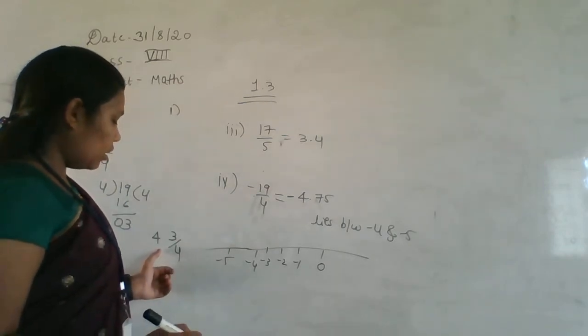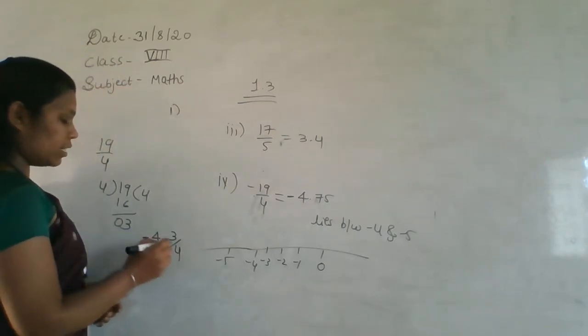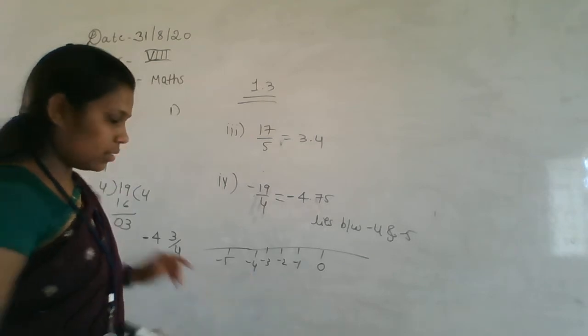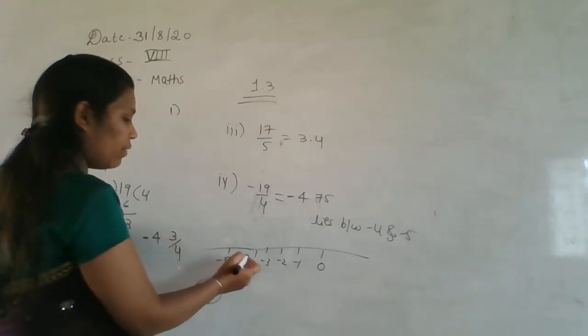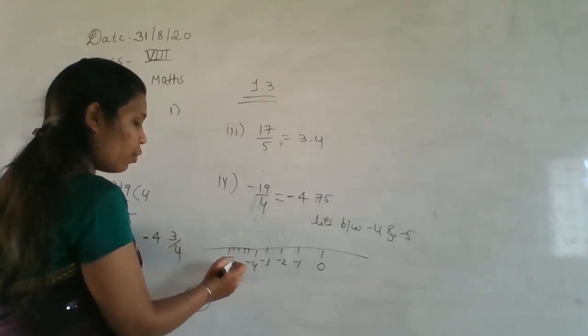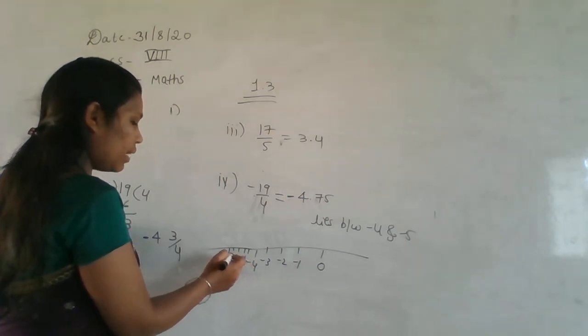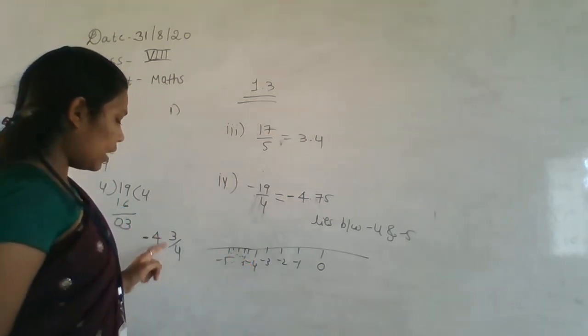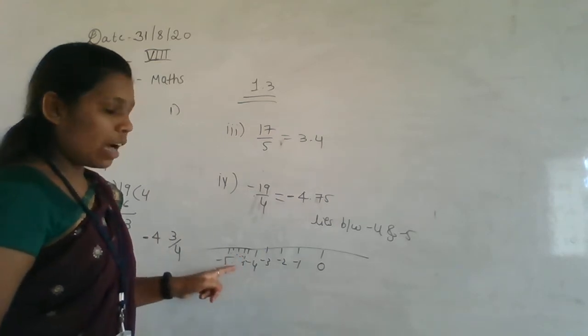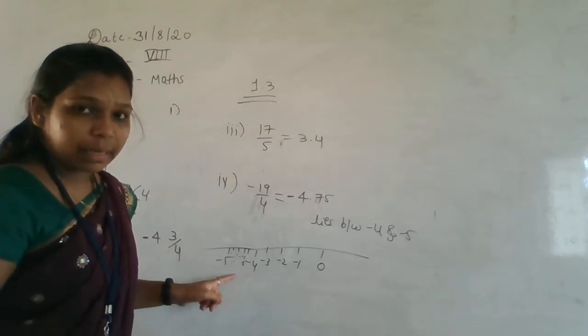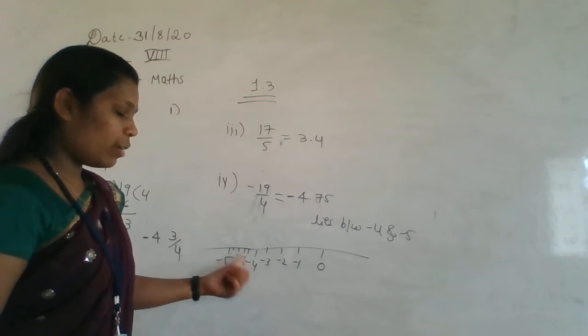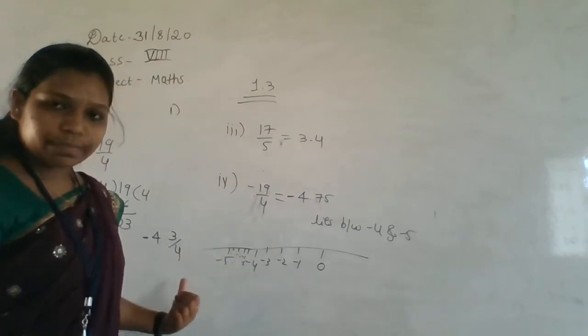Integer 3 by 4, that is minus 4. Minus 4 is already there. So next, 3 by 4. Here you have to make 4 parts, that is minus 1 by 4, minus 2 by 4, minus 3 by 4, minus 5 by 4. And we are getting here 3 by 4. So put the mark for the 3 by 4, minus 3 by 4. Okay. So minus 4 integer already it is there.